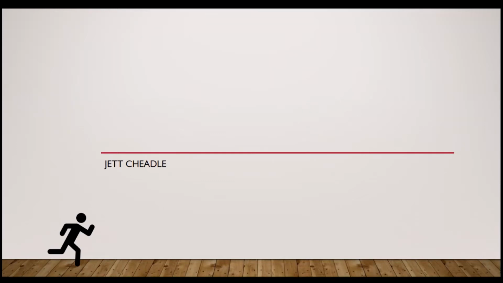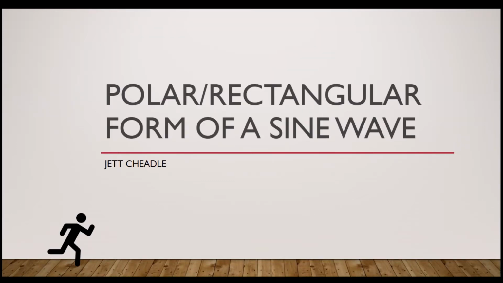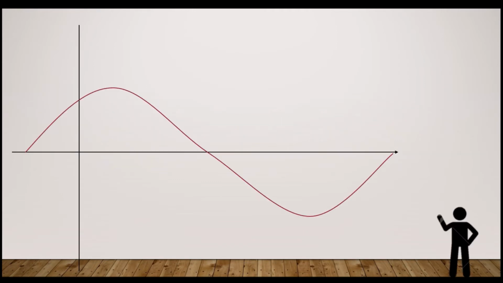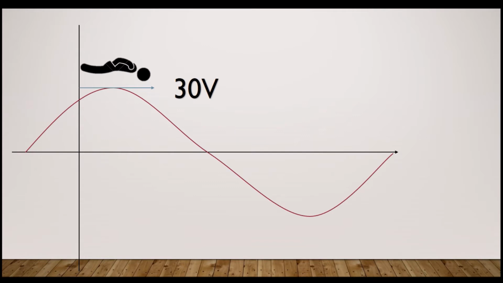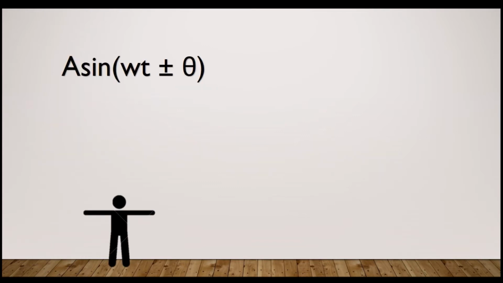Hi, today I'm going to show you how to convert a sine wave into polar and rectangular form in an electrical engineering sense. First, let's look at an example. I'm going to set my amplitude at 30 volts and my leading angle at 30 degrees.